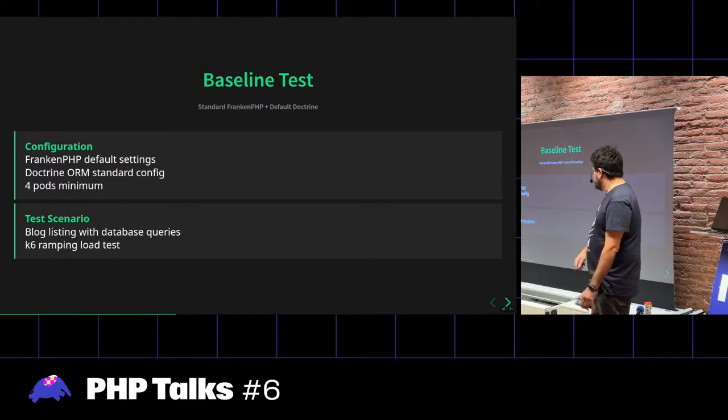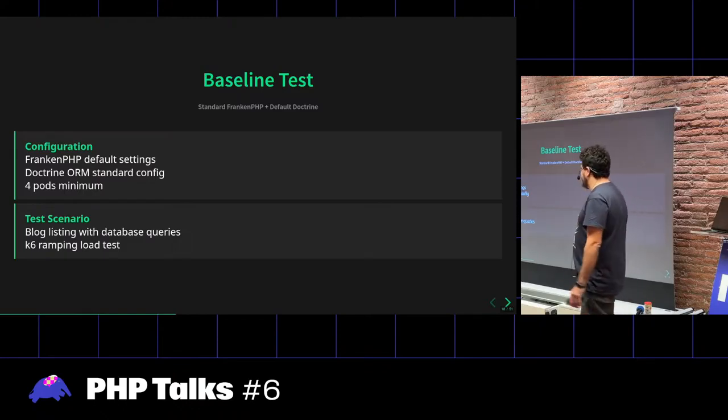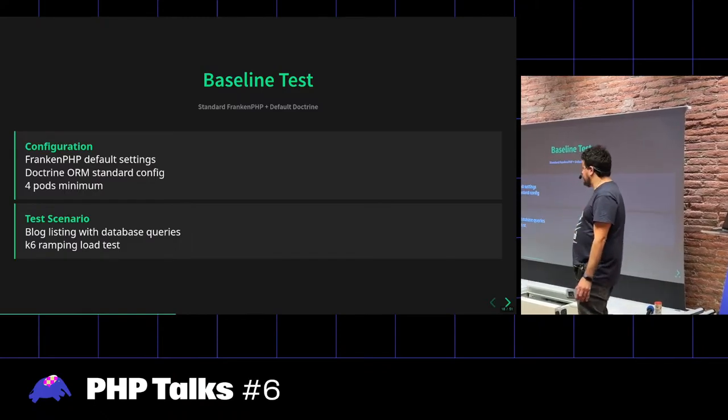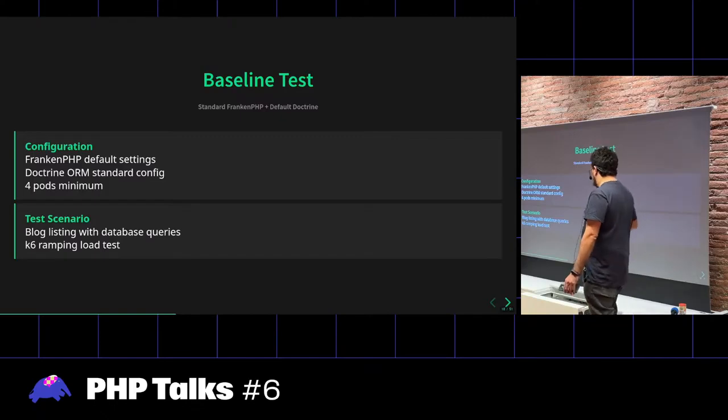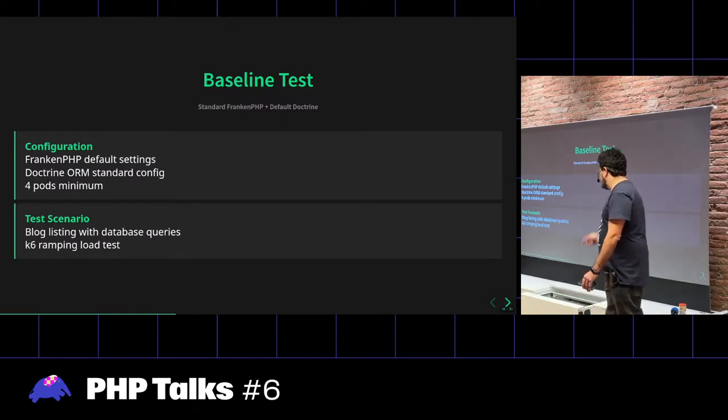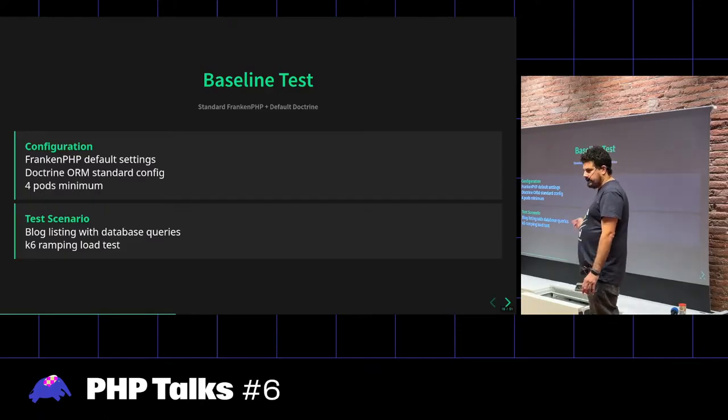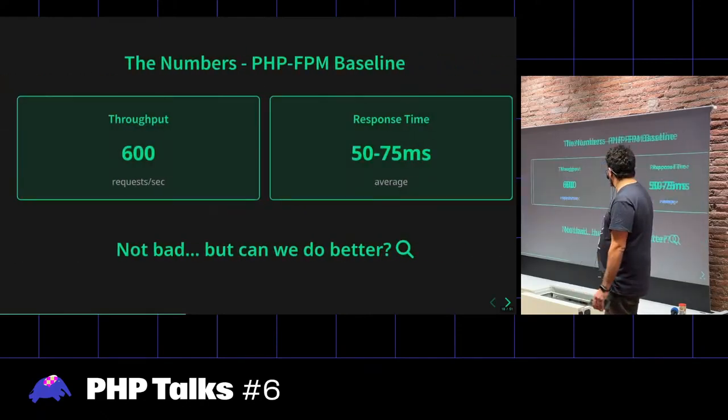So what do I have? I have FrankenPHP with default settings. I have a Doctrine environment, which means Symfony. I have a 4, now 6. What I have is a blog that does a database query, and I have K6 running for doing the test.